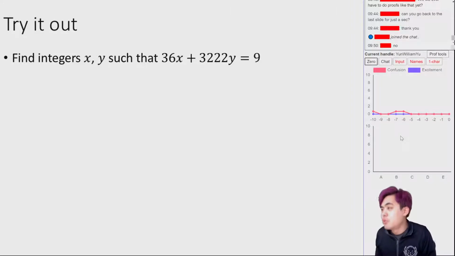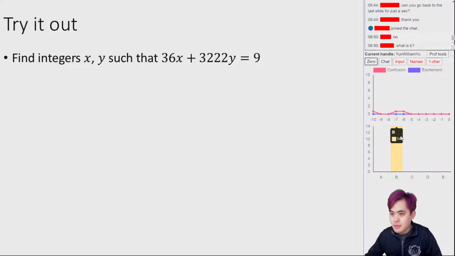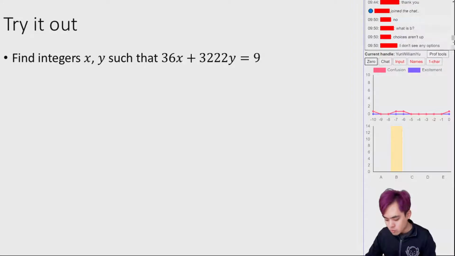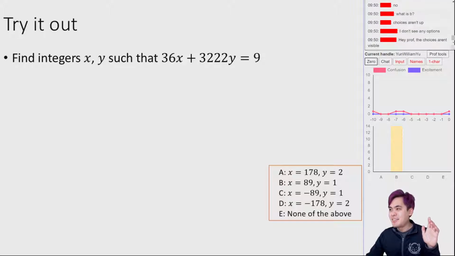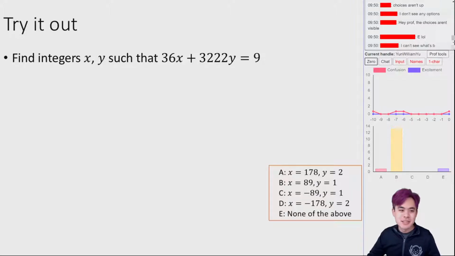So we have a guess of no. If your guess is no, it should be none of the above, right? Okay, so we have some people guessing B. Sorry, the choices aren't up. Yep, the choices are now visible. I guess some people are following along in the PDF that I provided before class, and that's how they were guessing. So apologies for that. So, which of these do you think it is?